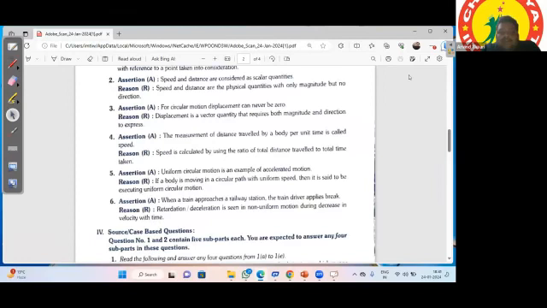Then fifth one, uniform circular motion is an example of accelerated motion. Is it, Harini? Is it an accelerated motion? A uniform circular motion, is it an accelerated motion?